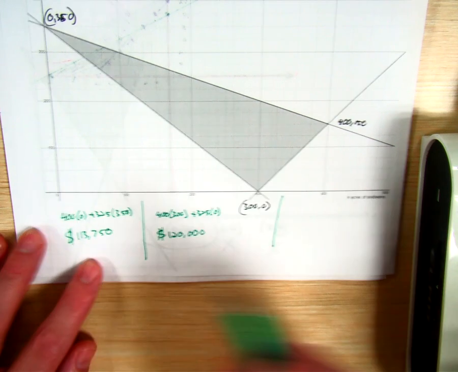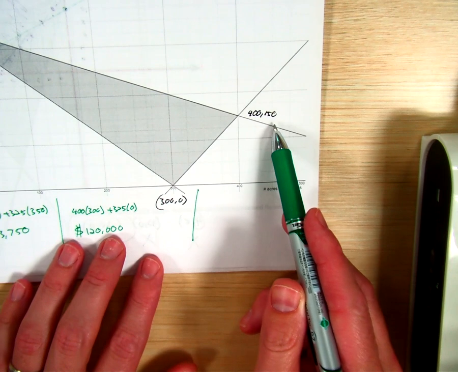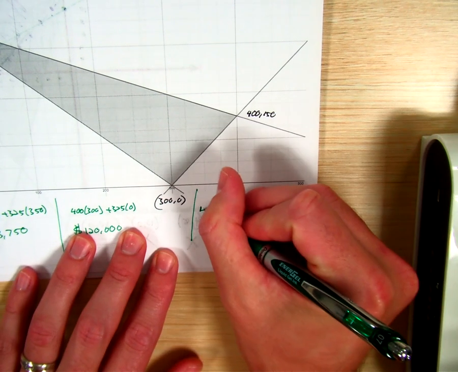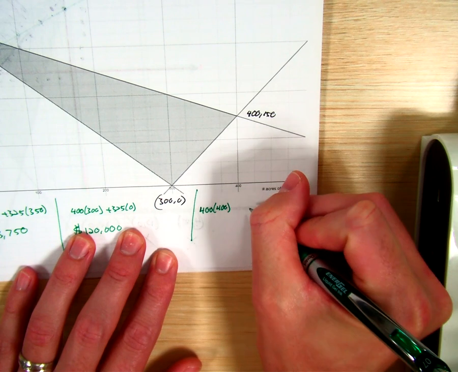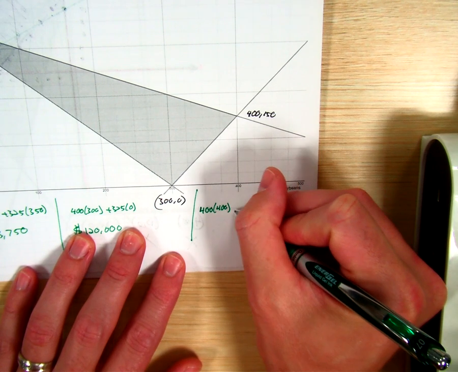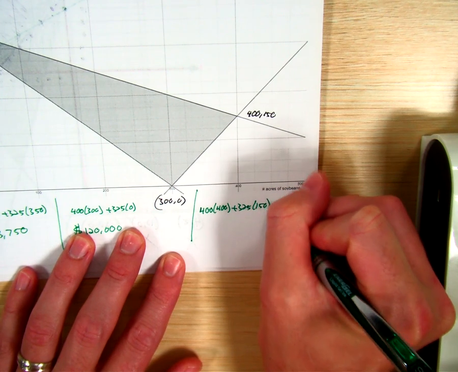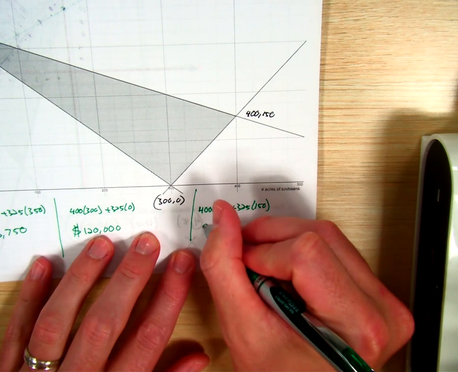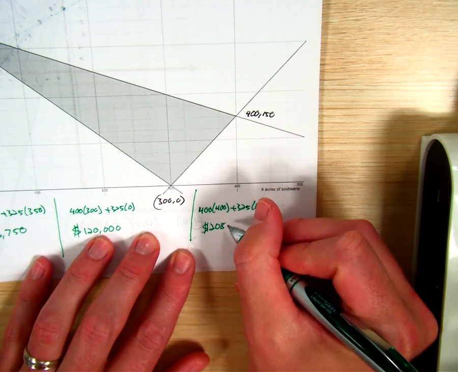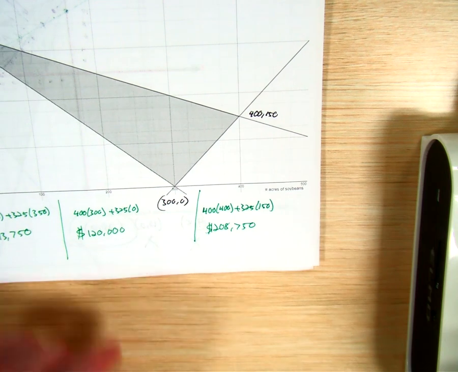And last but not least here we have 400, comma, 150. So we have 400 times 400 plus 325 times 150. And this one's going to put us over the top. 208,750. This one's the winner.